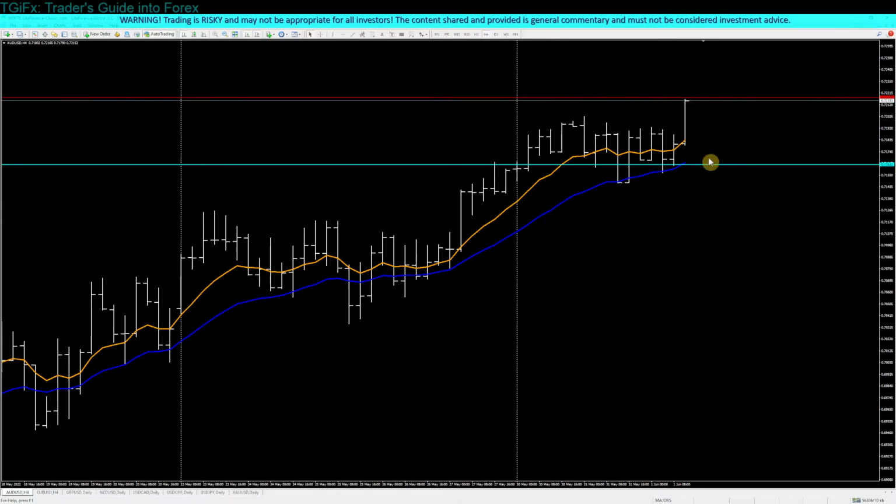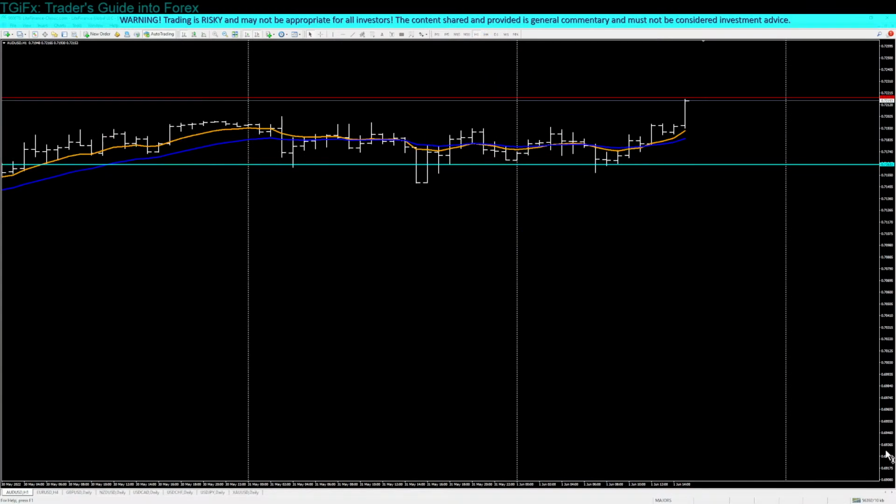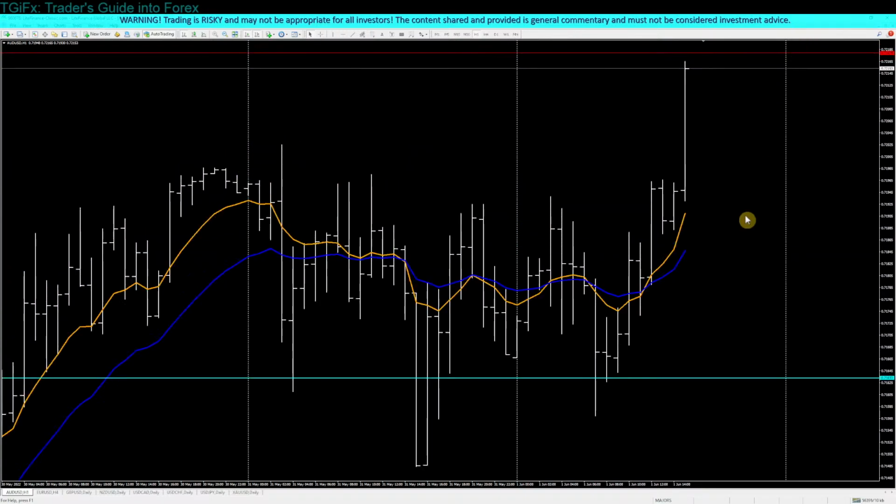So kahit nakita ko yan kanina, hindi ko rin siya kukunin. So tingnan nga natin si H1, a beautiful reversal here. Pero nga sabi ko kanina, right? That ship has sailed, ladies and gentlemen. So para sa akin, ayoko nang habulin yan. A pullback is much better for me.